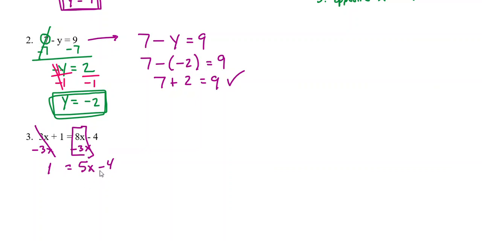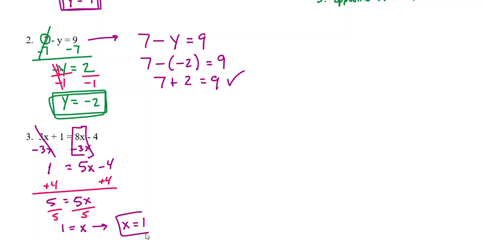What's being done to x? It's being subtracted, minus 4, so I'm going to add 4 to both sides. And I end up with 5 equals 5x. Now what's being done to x? It's being multiplied by 5. I'm going to divide by 5, both sides. And I end up with x equals 5 divided by 5 is 1. If you like, you can at this point turn it around and say x equals 1 instead of 1 equals x.